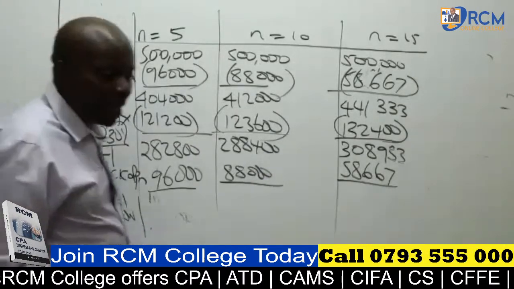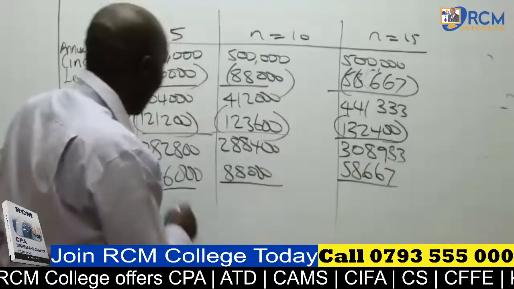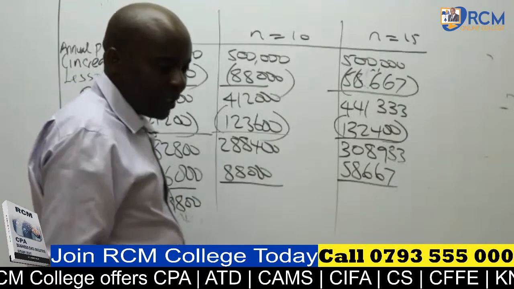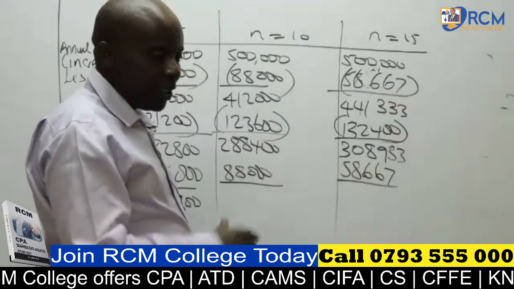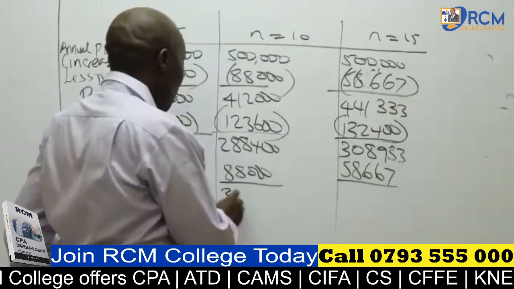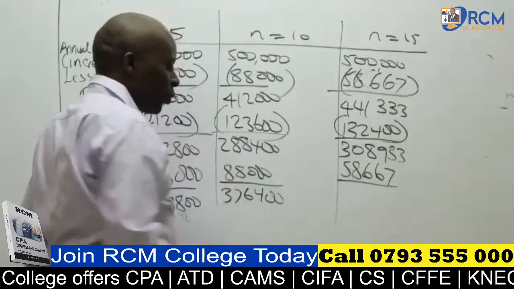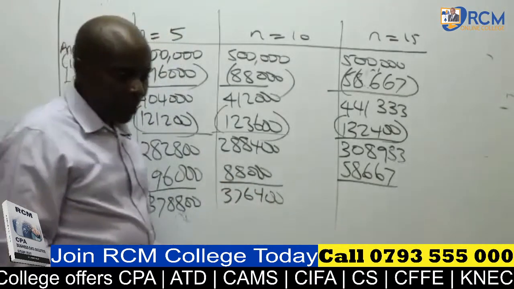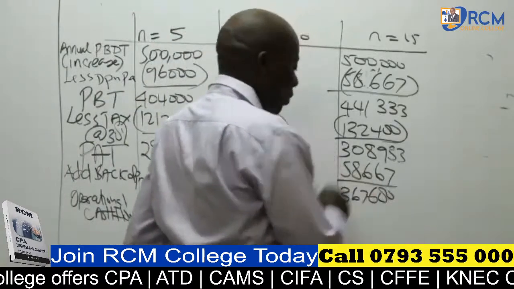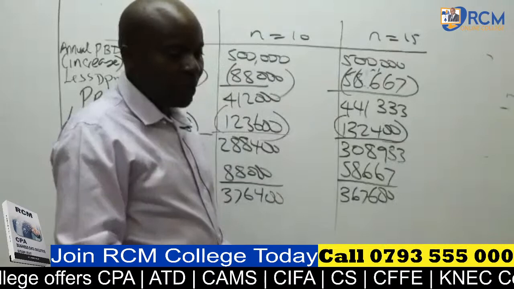Ruth tells me 378,800. My work today is so easy. How about when n is 10? 376,400. How about the last one? 367,600.